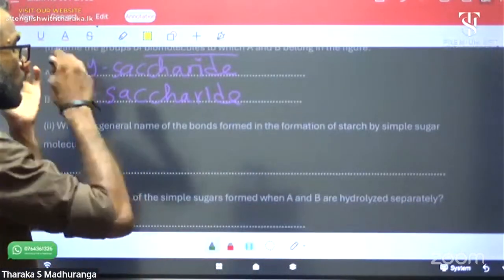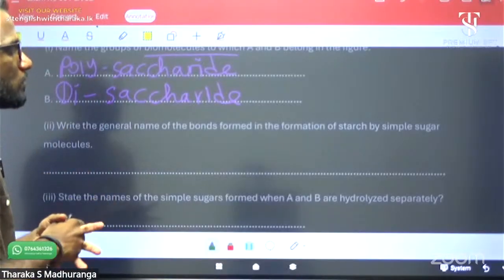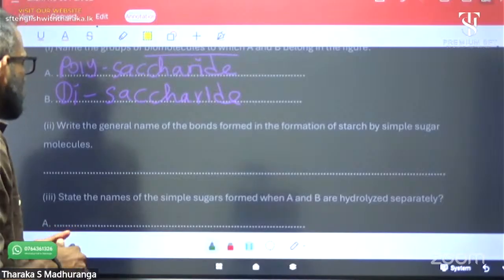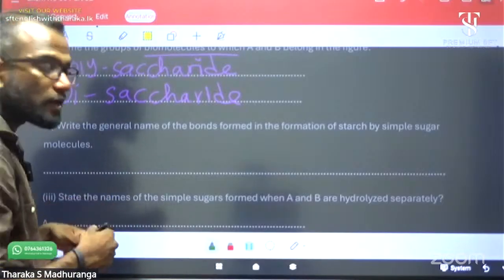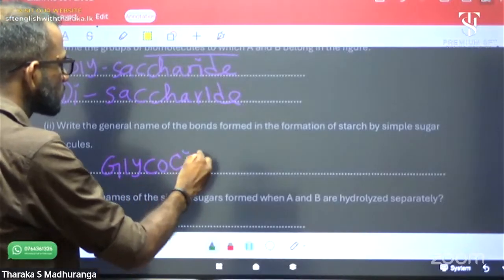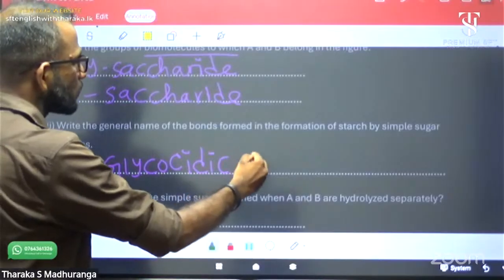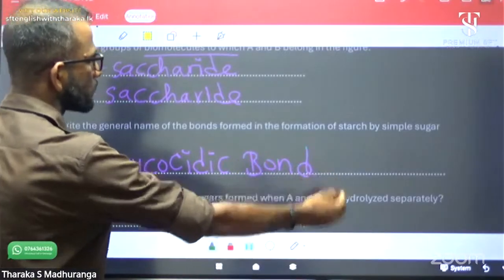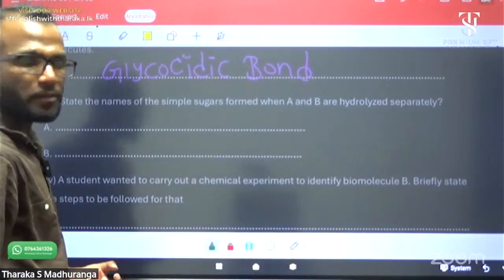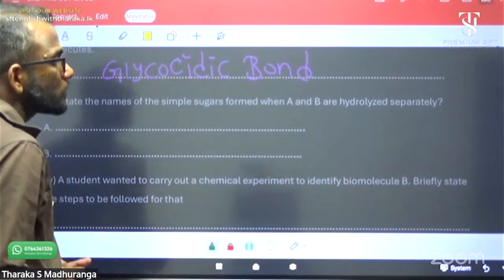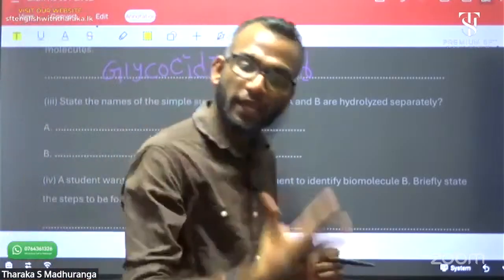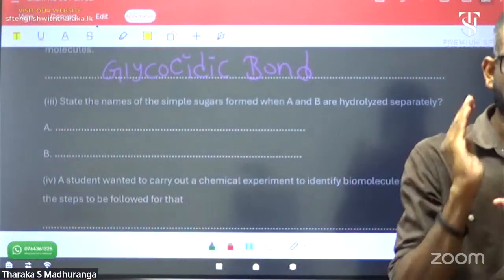Write the general name of the bond formed between the simple sugar molecules in starch. It is the glycosidic bond. Glycosidic bond, right? State the name of the simple sugars formed when A and B hydrolyze. Hydrolyze means bond breakdown, making the glycosidic bonds break down.